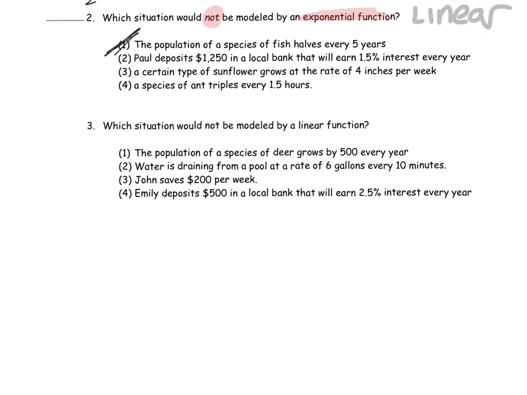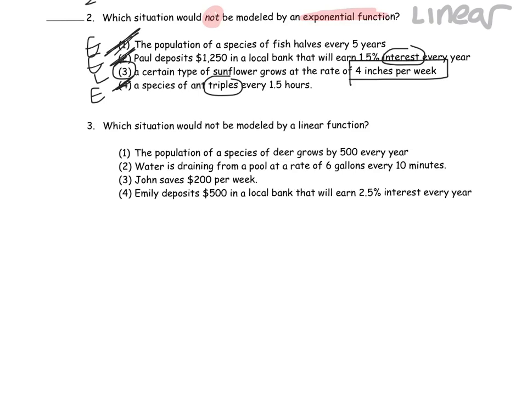Paul deposits $12.50 in a local bank that will earn 1.5% interest. That's another keyword for exponential. So these are E, this is E. 3, a certain type of sunflower grows at a rate of 4 inches per week. That's a constant rate of change. That's linear. And let's see. A species of ant triples. There's a word, triples. That is exponential. Okay? So that would be linear for 3, which would not be modeled by exponential. 3 is the only one that would not be exponential. So it's going to be like the opposite for number 3.